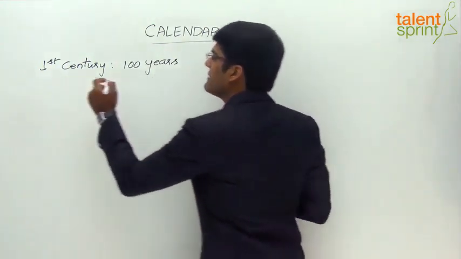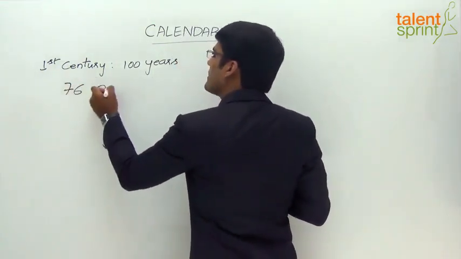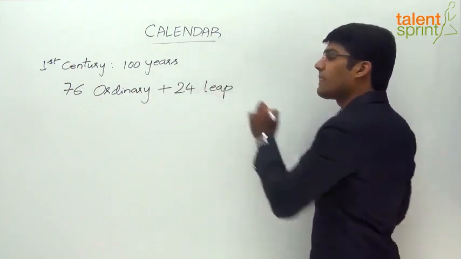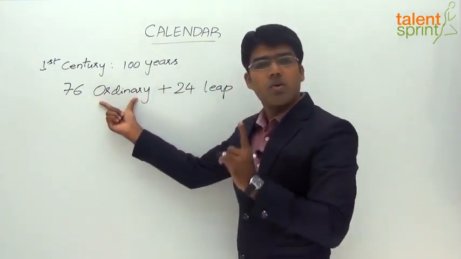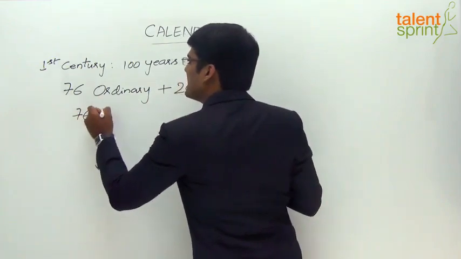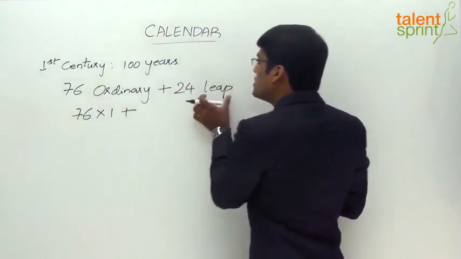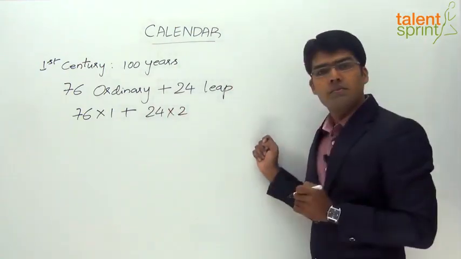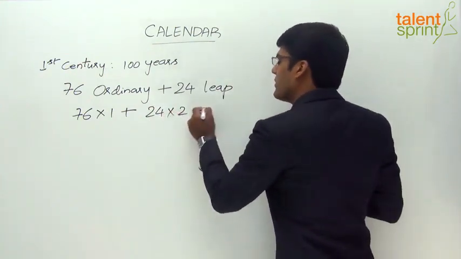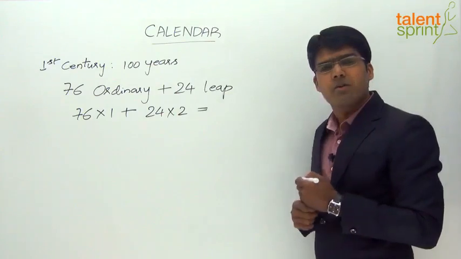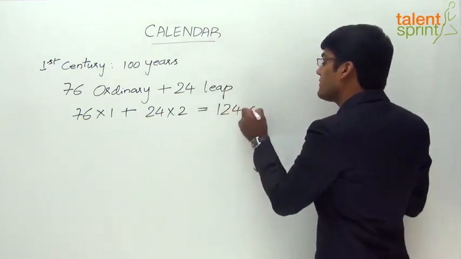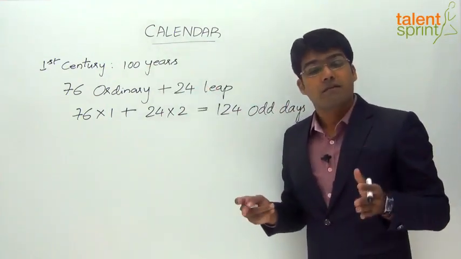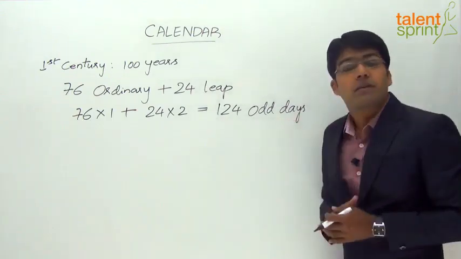So in the first 100 years we know there were 76 ordinary years and 24 leap years. Now we know that in each ordinary year there is only one odd day. So the total number of odd days would be 76 into 1, plus in each leap year we have 2 odd days, so the total number of odd days in 24 leap years would be 24 into 2. Now 76 into 1 is 76, 24 into 2 is 48. 76 and 48 would be 124. So altogether we have 124 odd days in the first 100 years. That means in the first century, from the first year to the 100th year, there were 124 odd days.